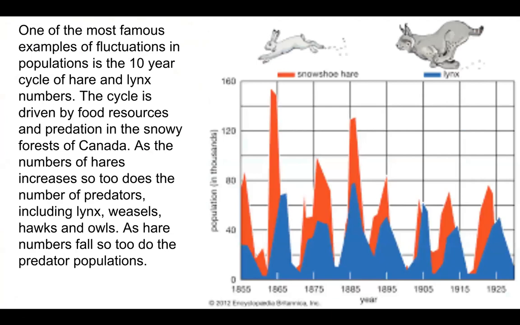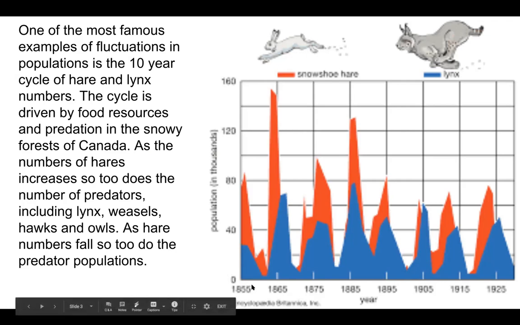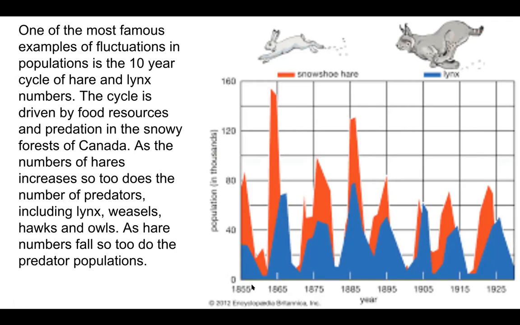So this is an example of one of those famous examples of fluctuations in populations, and the interaction between predator and prey populations. It's a 10-year cycle, and it's been occurring. They've got records. See here where the records start, 1855, and that's because both these animals, the hare and the lynx, were both hunted for fur, and the Hudson Bay Company kept meticulous records of how many furs were harvested in any one year.